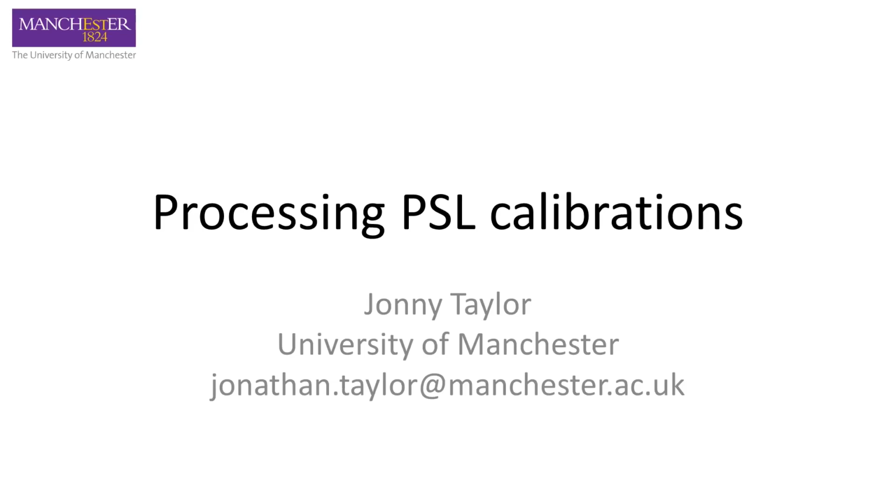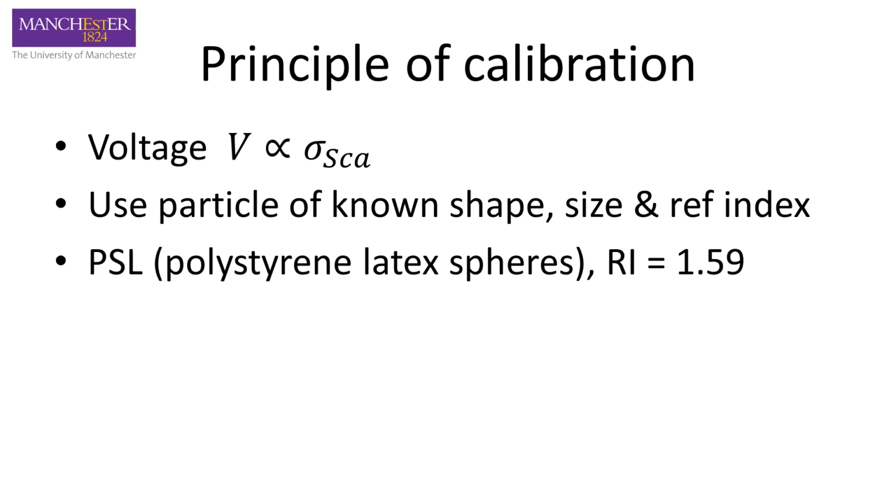Hello, in this video we will be going through the different steps of processing PSL calibrations. The basic idea here is that the voltage measured by the scattering detector on the SP2 gives a signal that is proportional to the scattering cross-section of the particles that it is measuring. So we use particles of a known shape, size and refractive index, and from those variables we know what the scattering cross-section is, and so we can then use that to calibrate the detector.